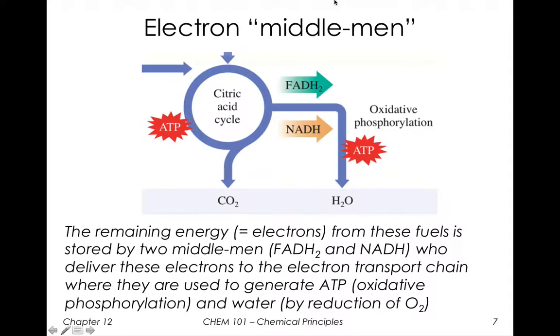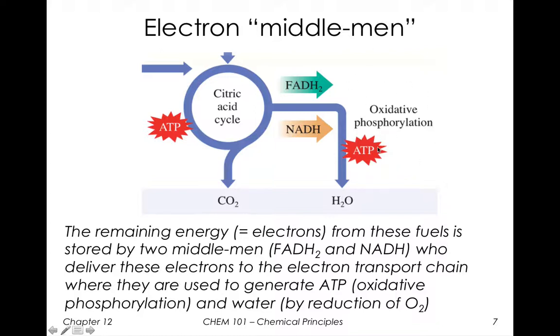These reduced cofactors we can refer to as electron middlemen. Going through the citric acid cycle is the way that we fully oxidize our fuel into CO2. But oxidation being the loss of electrons, where do those electrons go? Those electrons go to FAD and NAD plus and reduce them to become these reduced carriers, and these carry their electrons to the electron transport chain, where a proton gradient is generated, and then that proton gradient is dissipated via oxidative phosphorylation to generate ATP.